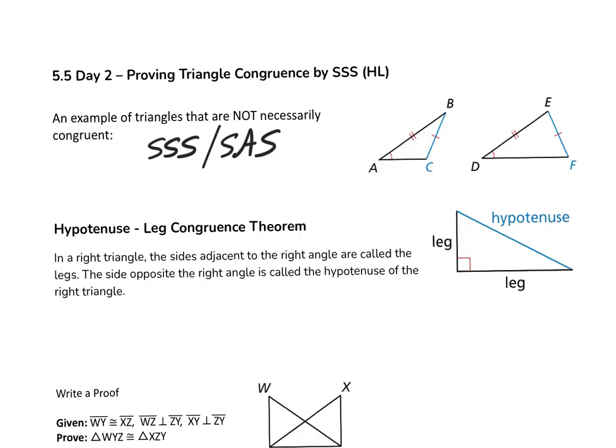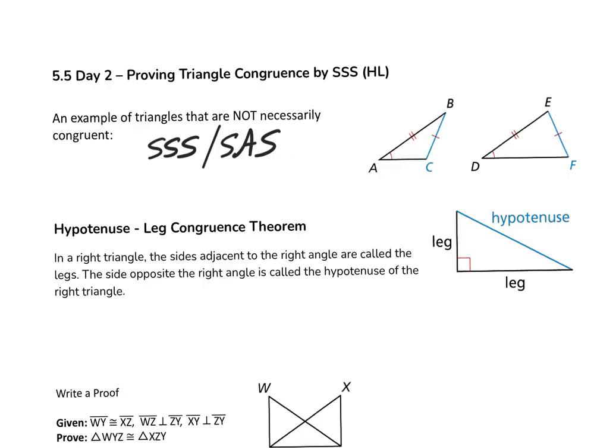Eventually, maybe we could prove these 2, but we can only use what we know for right now. So, in order to do side, side, side, I need to know all 3 sides are congruent. Do we have all 3 sides marked? No, right? We have 2 pairs of sides marked. Right now, I don't know if AC and DF are congruent, and there's no way to prove AC and DF are congruent. So we got to be able to prove that somehow, some way.